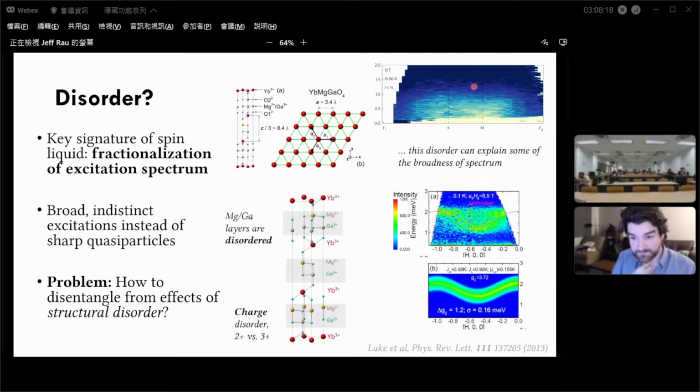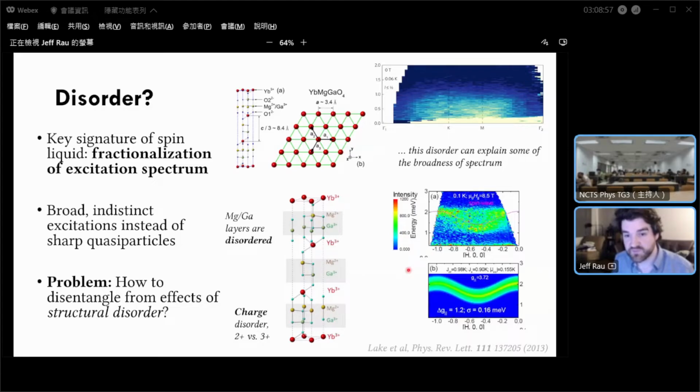Another major challenge is disorder, right? The key signature that you want to look for, fractionalization, this sort of blurry, non-dispersive excitation spectrum, broad, indistinct excitations instead of sharp quasiparticles, disorder can do that too. This is a material where it's been an issue: ytterbium magnesium gallium oxide. It's a triangular anisotropic magnet. It's layered, but in between the layers, the atoms have charge disorder. So they're atoms with different charges that are randomly placed.